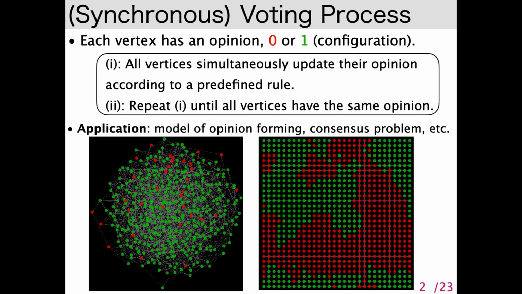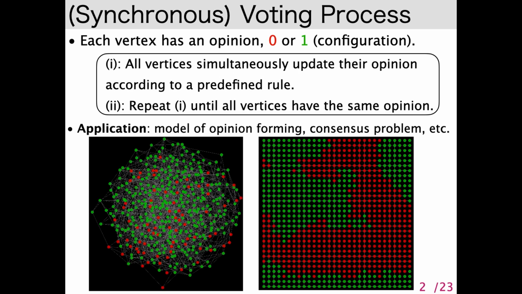I begin with introducing voting processes. In a voting process, we consider a graph where each vertex has a binary opinion. We call this opinion assignment a configuration. In a voting process, all vertices simultaneously update their opinion according to a predefined rule. And we repeat this synchronous update until all the vertices have the same opinion. These videos show examples.